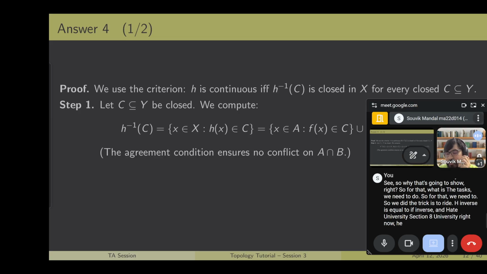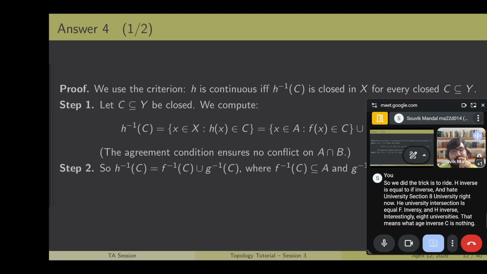Now H inverse C intersection A is nothing but F inverse C, and H inverse C intersection B is G inverse C. That means H inverse C is nothing but F inverse C union G inverse C. Both F inverse C and G inverse C are closed, because F and G are continuous and A and B are closed. That's why the union is also closed, so H inverse C is closed in X. So yeah, you are done. And that's what the argument is.